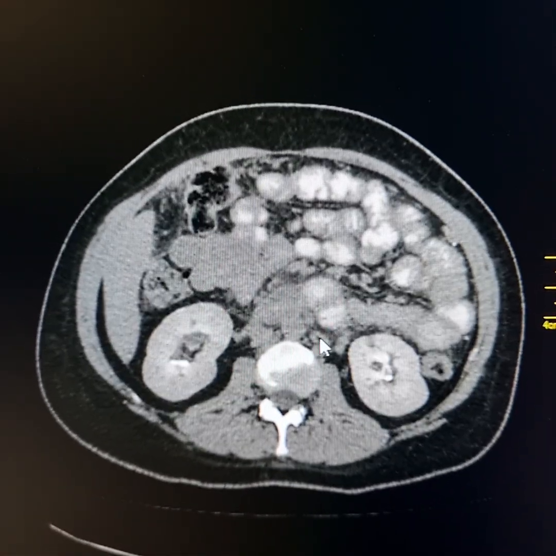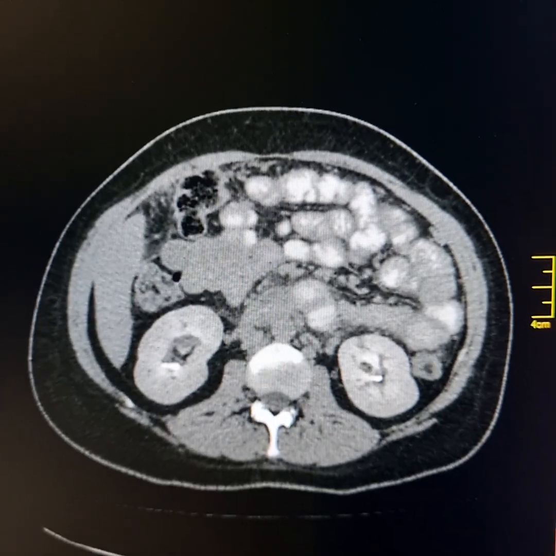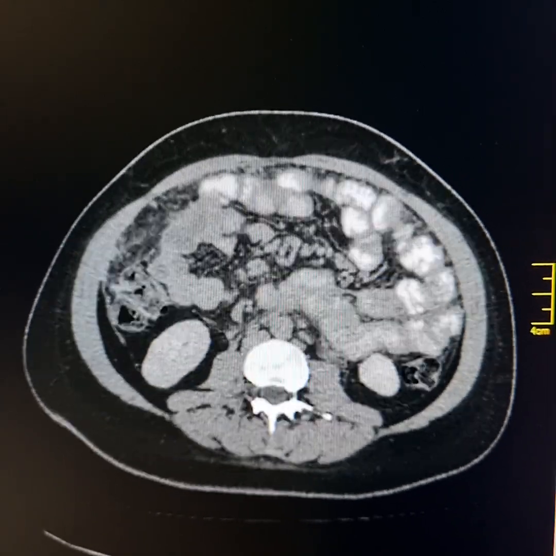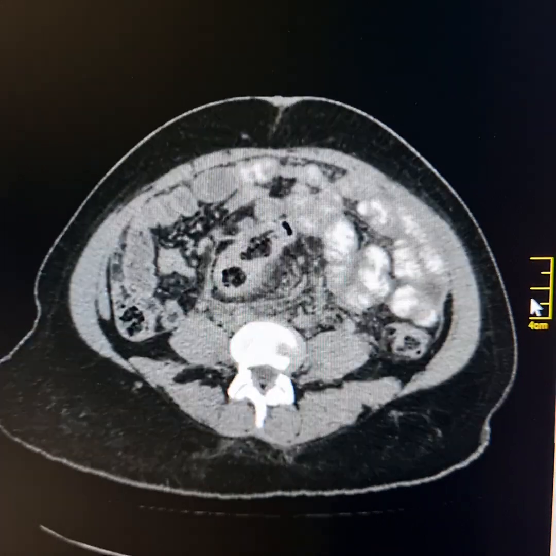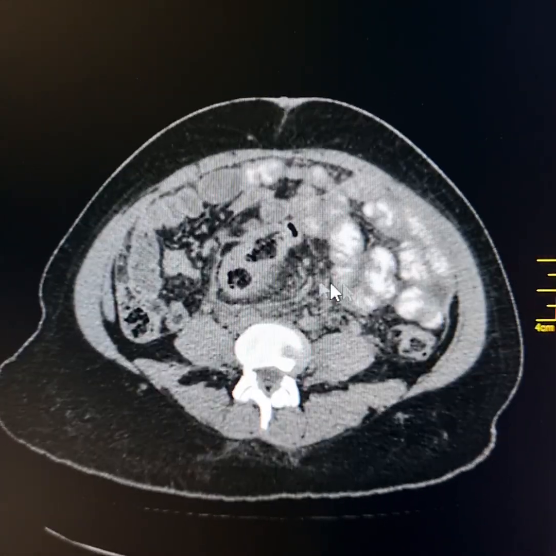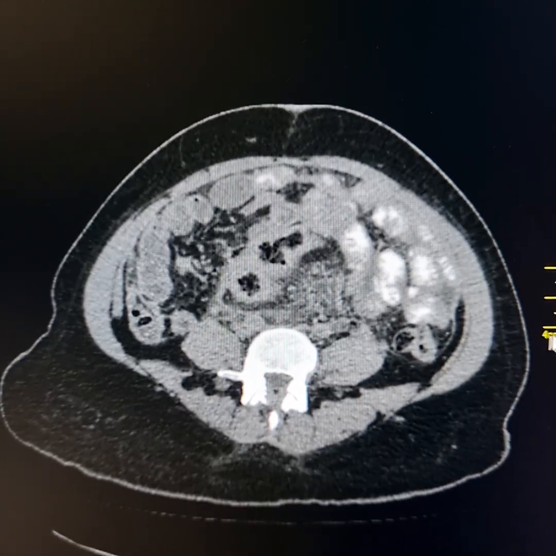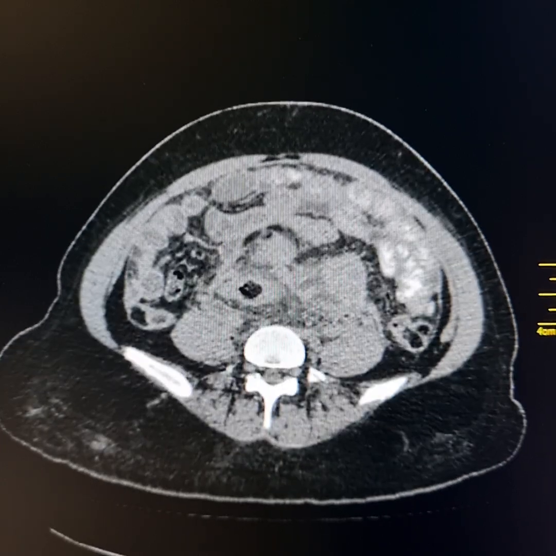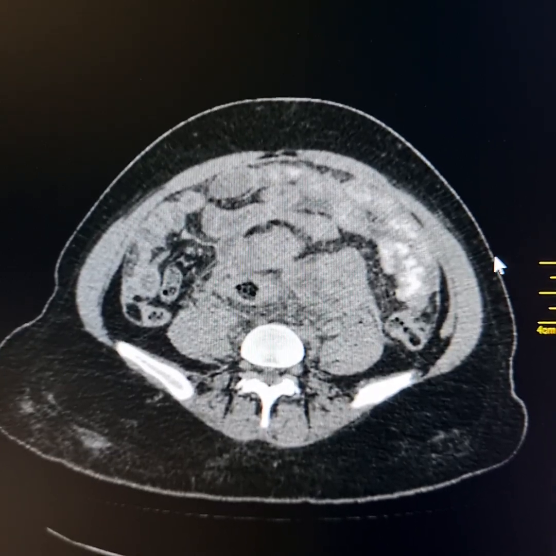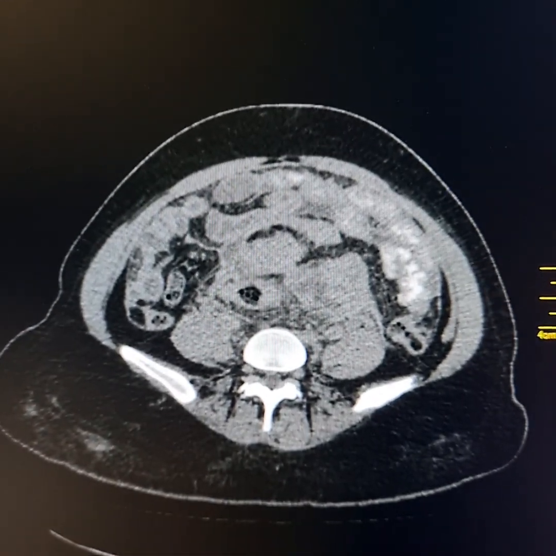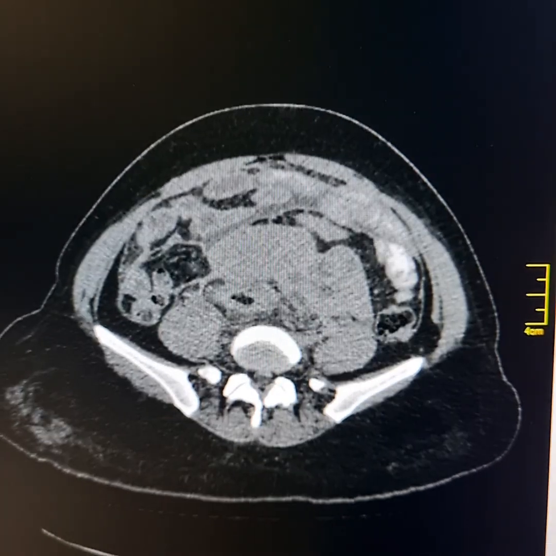Sub-centimeter sized lymph nodes along aorta, in inter-aortocaval region as well. Lot of inflammation in the lower part of mesentery. However, there is no intestinal obstruction and the orally administered contrast medium is passing normally.